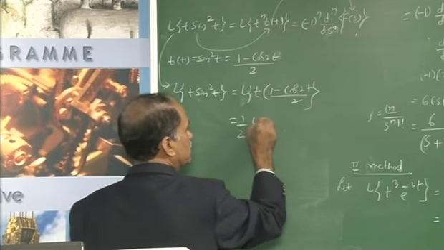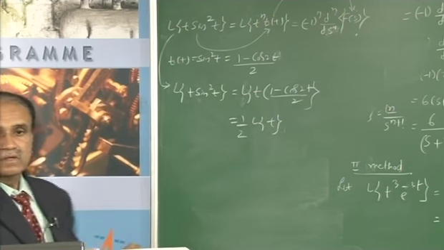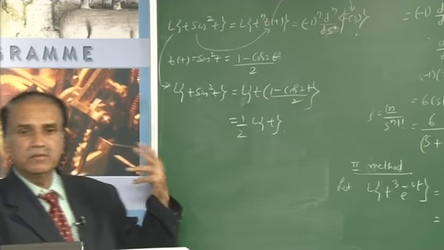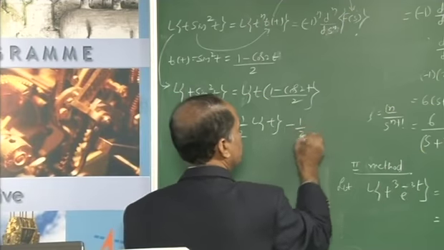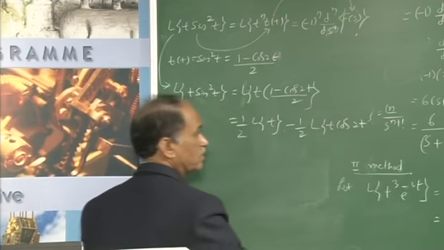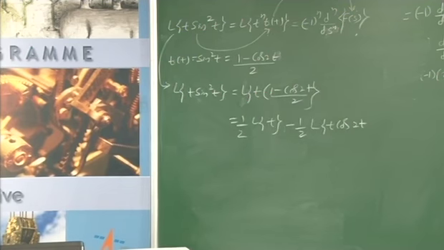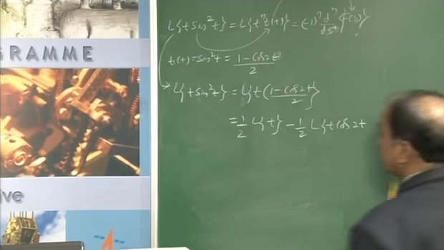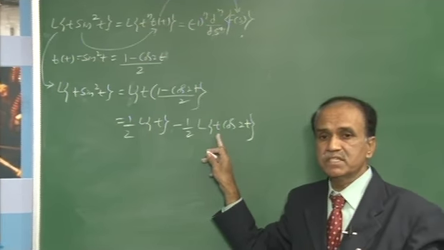L of t is the first term, no property you have to apply, directly elementary Laplace transform you can apply. This is one term, minus 1 by 2 L of t into cos 2t. Now you have to study these two cases individually: Laplace transform for an algebraic term and Laplace transform for the product of an algebraic term and a trigonometric function.